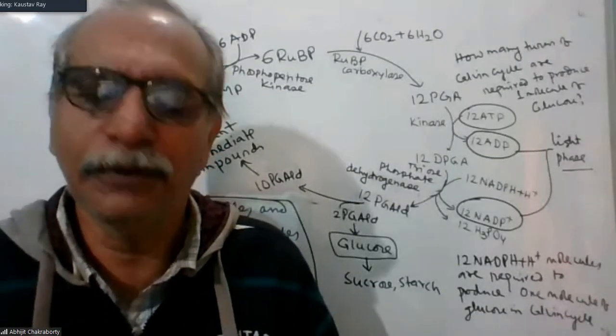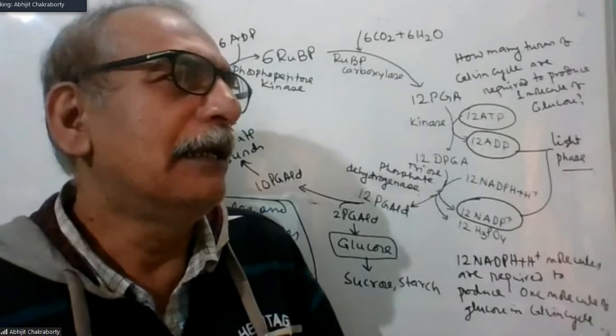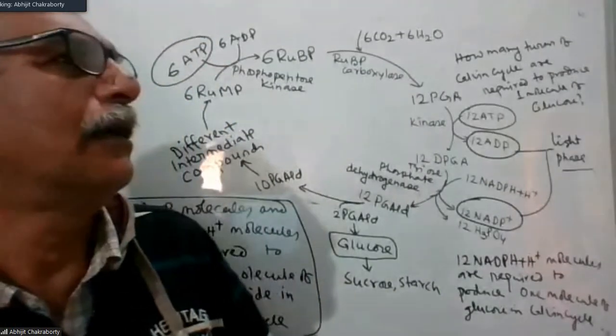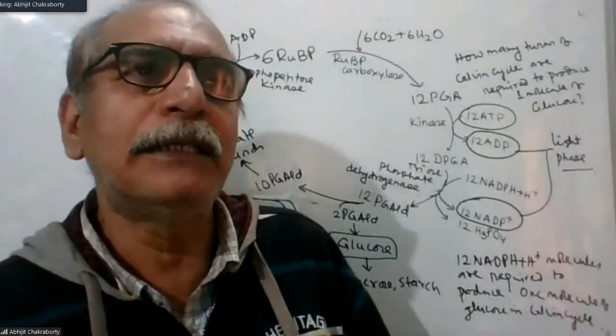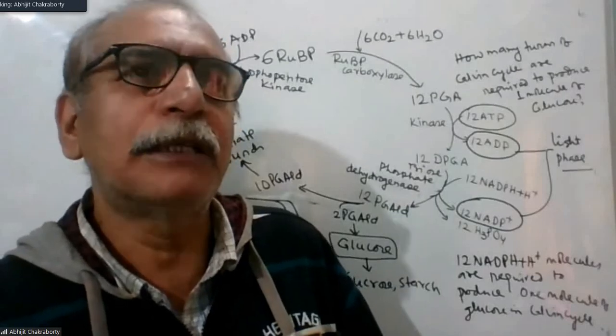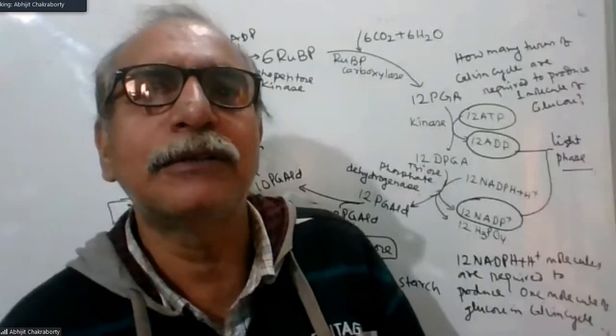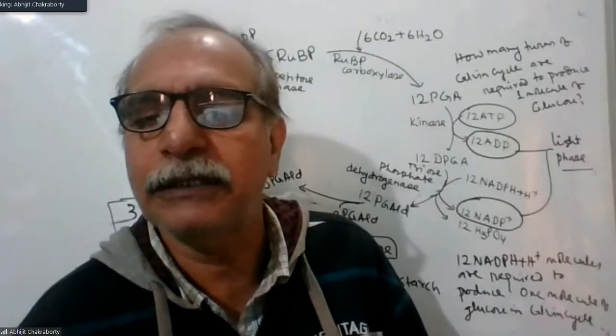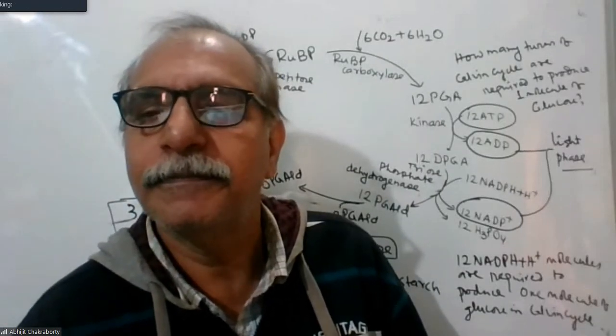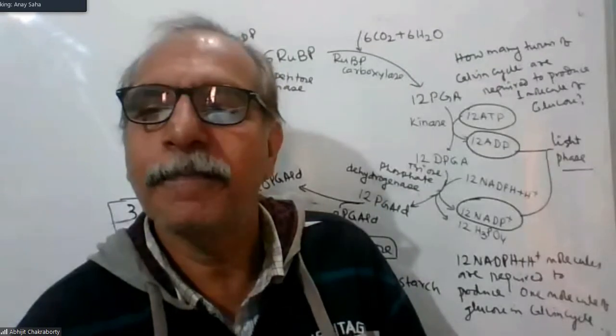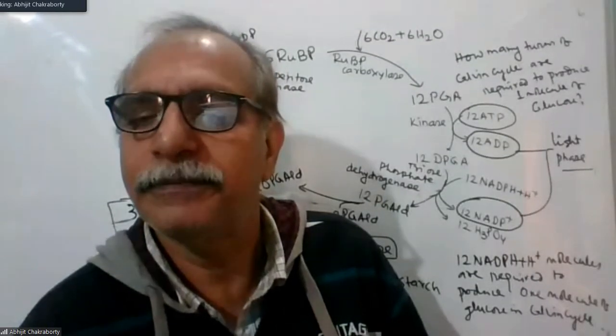Yes, sir. Okay, that's all for today. In my next class, I am going to complete this chapter. I have to discuss photorespiration, the C4 pathway, CAM, and the factors affecting photosynthesis. Okay? Yes, sir. Thank you very much.